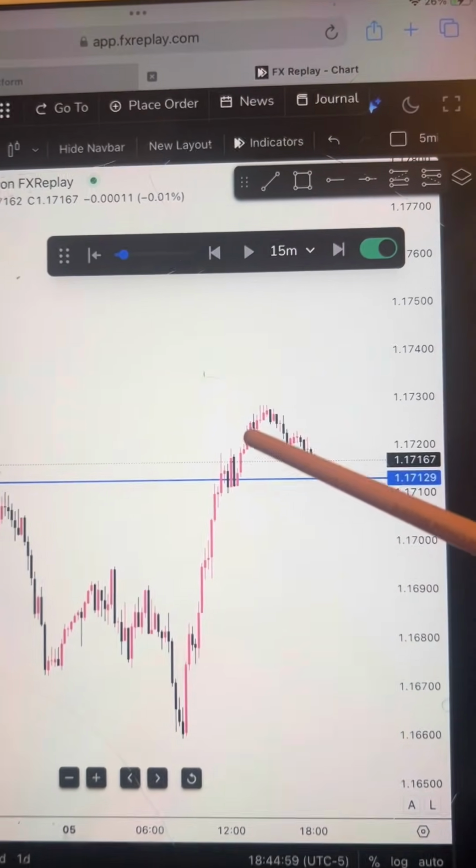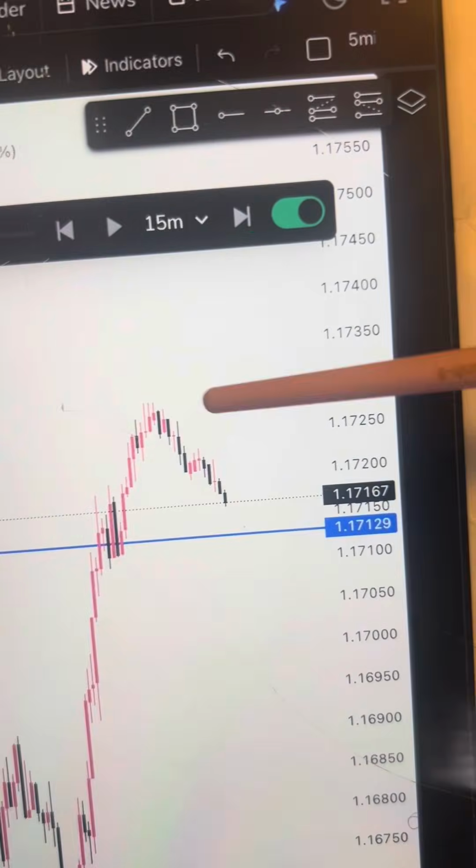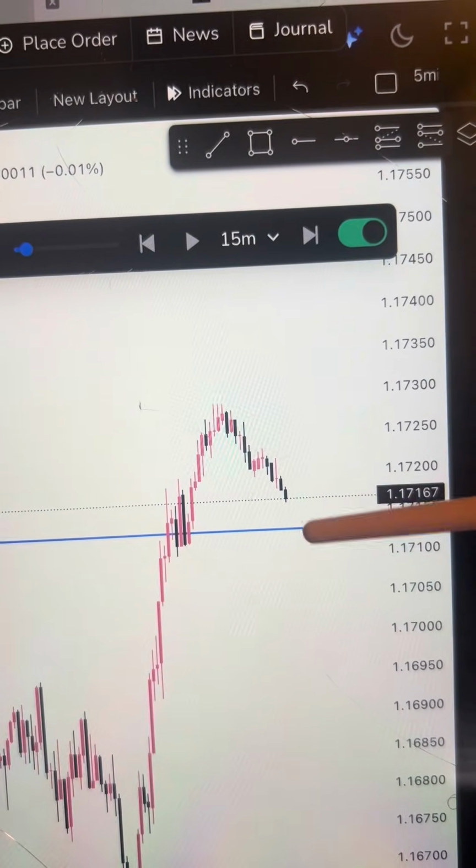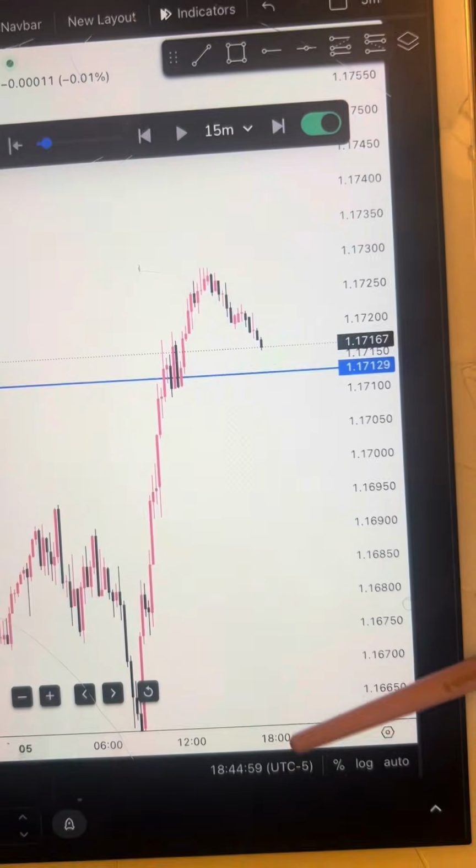Okay, this is an example of a fake out. So we're correcting up into here, right? But if you look, we're coming down. So most people would enter right here, the stop loss will be here, and then they'll be targeting down there.